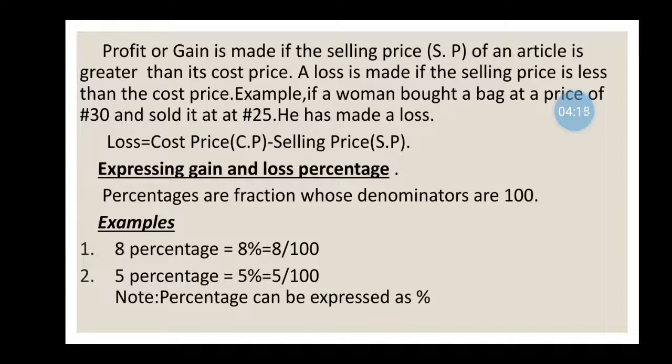Now you see another example. If a woman bought a bag at a price of 30 naira and sold it at 25 naira, she has made a loss, because the cost price, which is 30 naira, is more than the selling price of 25 naira. So she has made a loss. So loss is equal to cost price minus selling price.